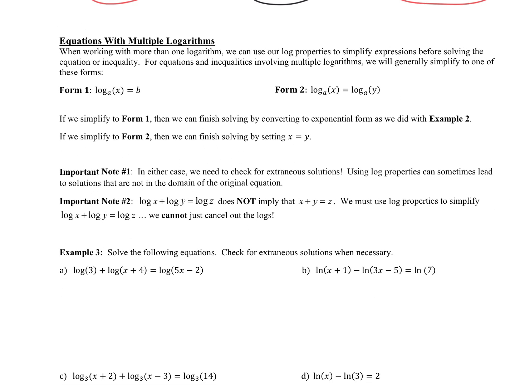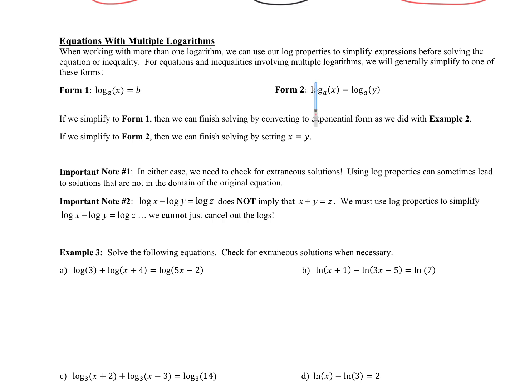When working with more than one logarithm, we can use our log properties to simplify expressions before solving the equation or inequality. For equations and inequalities involving multiple logarithms, we will generally simplify to one of these forms. Form 1, log base a of x equals b. All right, so that's what we did just now. Okay, so we got our log equal to a number. All right, keep going. Form 2, log base a of x equals log base a of y.